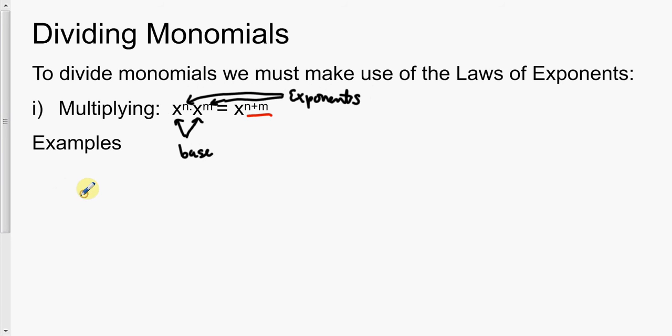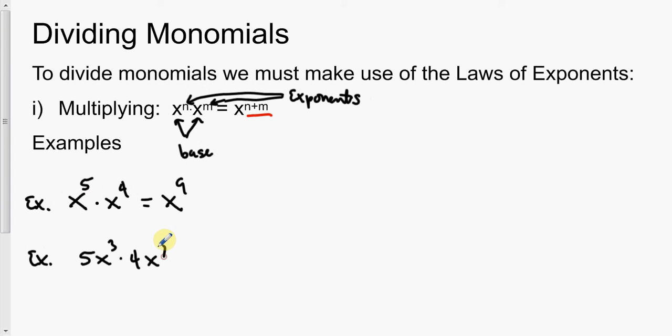So we kind of did this in the previous section, but x to the fifth times x to the fourth is x to the ninth, right? Five x to the third times 4x to the seventh. I'm going to multiply 5 times 4, which is 20. And then we have x to the third times x to the seventh.